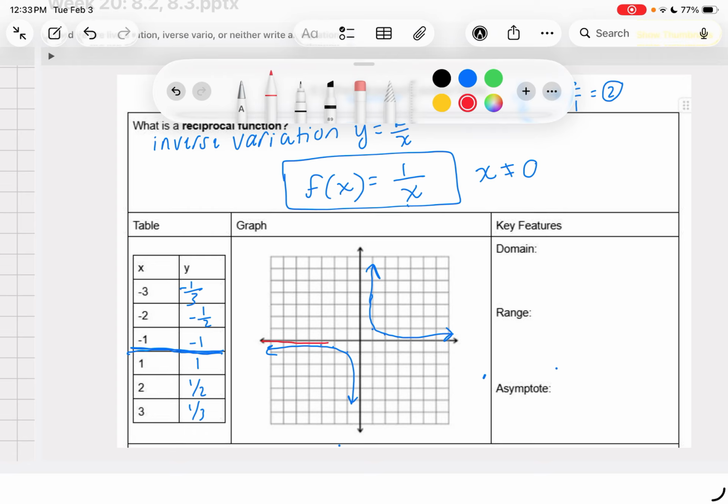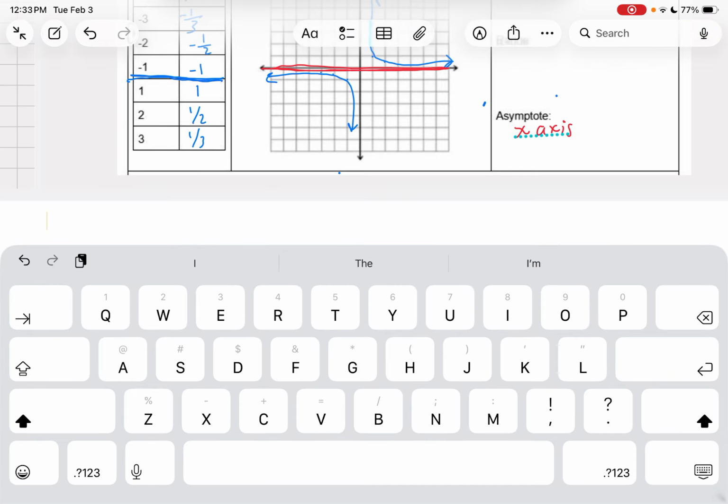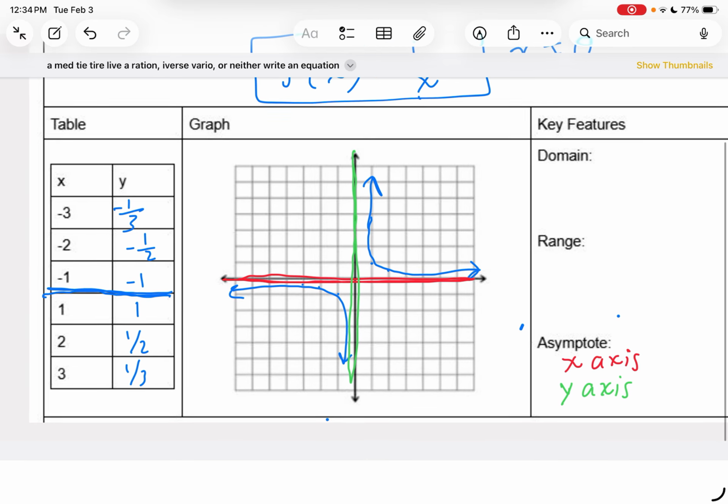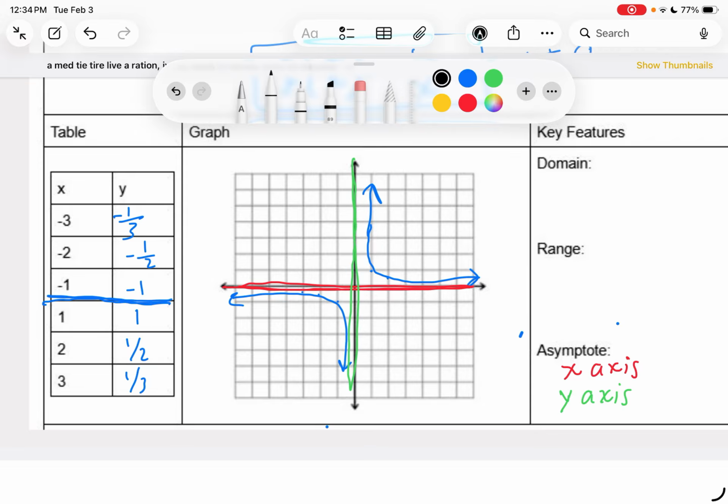So I have an asymptote on the x-axis, and I also have one on the y-axis as well. All right, and remember, an asymptote is where the line gets infinitely close but never actually equals that amount. So both of these lines get really close to the x and the y-axis, but they never actually cross it, meaning it doesn't have any x or y intercepts.